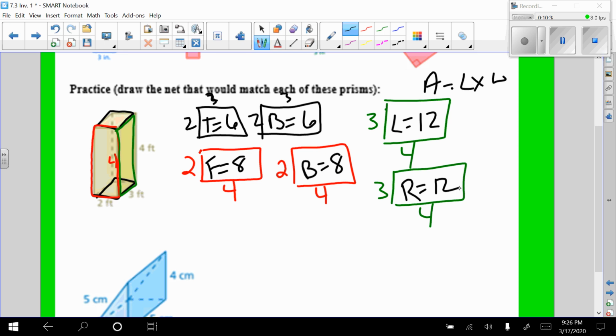And again, add them all up. 6 plus 6 plus 8 plus 8 plus 12 plus 12. You're going to find out that the surface area is 52 feet squared.